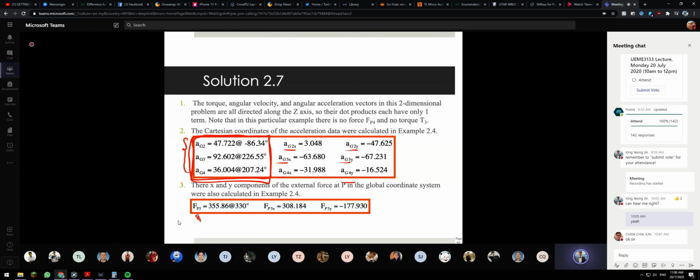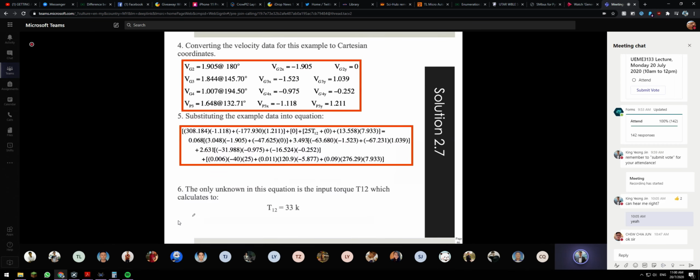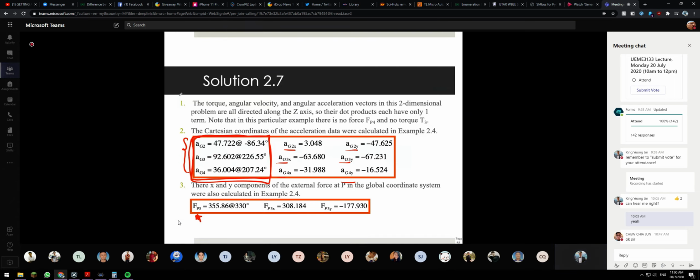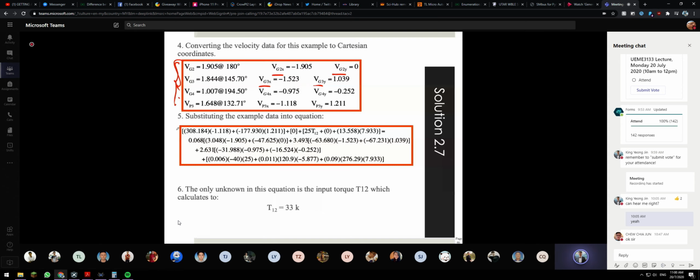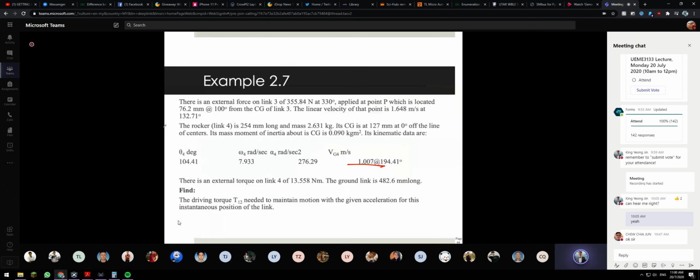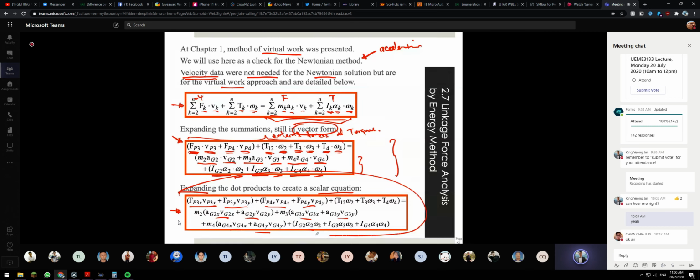We also have the external force. We only have FP3, there is no FP4. And then the velocity, we break it into x and y component. So now we have all these values, and we will substitute into the equation. That's why I said just now that this is the equation that you use. You just substitute one by one. We don't have FP4, so this will be 0. T3 no, T4 no. So all this will disappear.